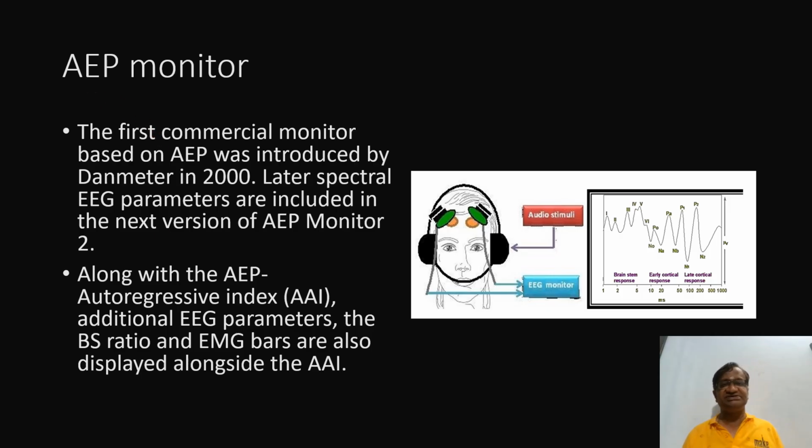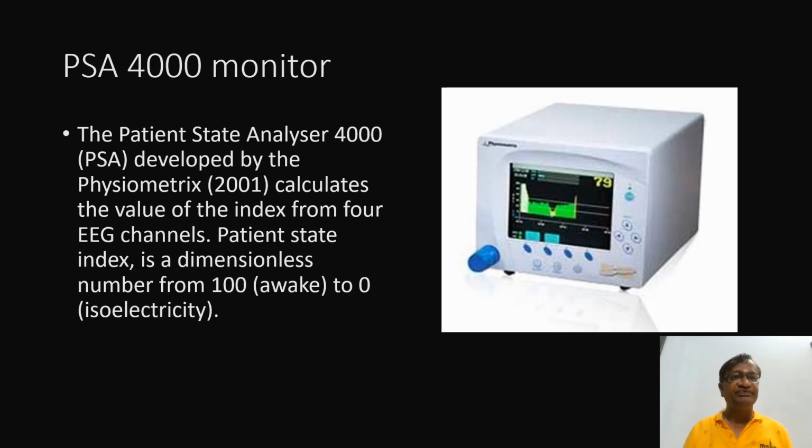This is the bispectral index. Now auditory evoked potentials, in simple words. You have an EEG running and the patient is under general anesthesia. We have kept the BIS at around 50. Now you give a sound to the patient's ears, an audio stimulus. What is the response in the EEG? That tells how deep the patient is. That is what the AEP monitor tells.